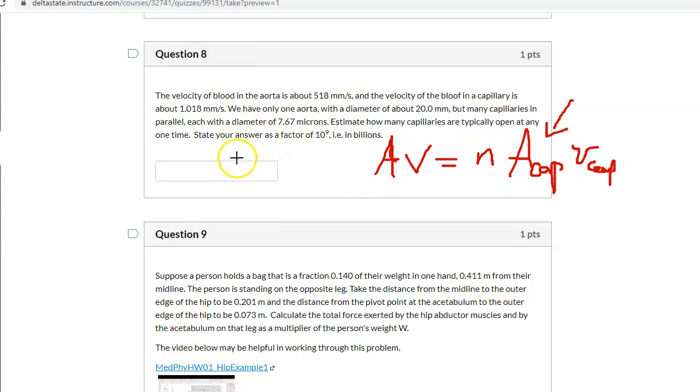This is a great little problem. And you know, some of the capillaries are so small, actually, that the red blood cells have to fold up to go through them. They don't fit without deforming. That's it for this problem. Good luck.